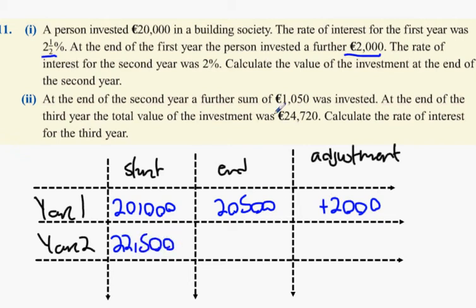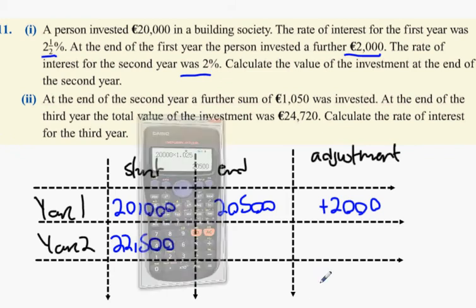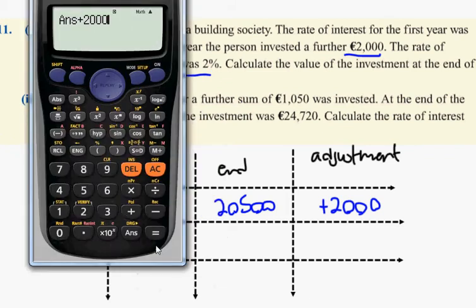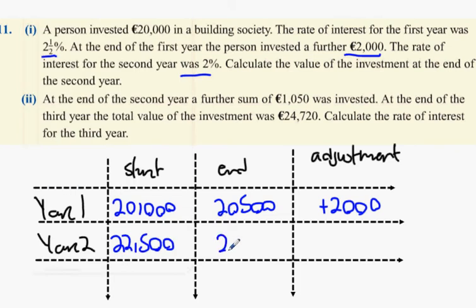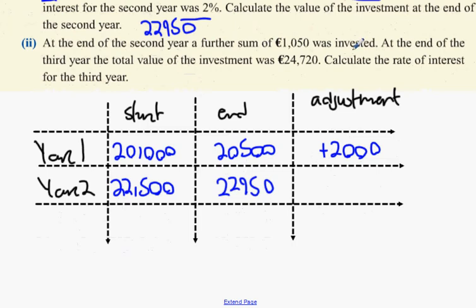Okay. What happens in year 2? You add on 2%. So add on the 2,000 and then multiply. Oh, sorry, I added on 20,000 as opposed to 2,000. So that's 2,000 added on. Multiply by 1.02 to add on 2%. And you get 22,950. Okay? The answer for that is 22,950. At the end of the second year, you added on another 1,050.